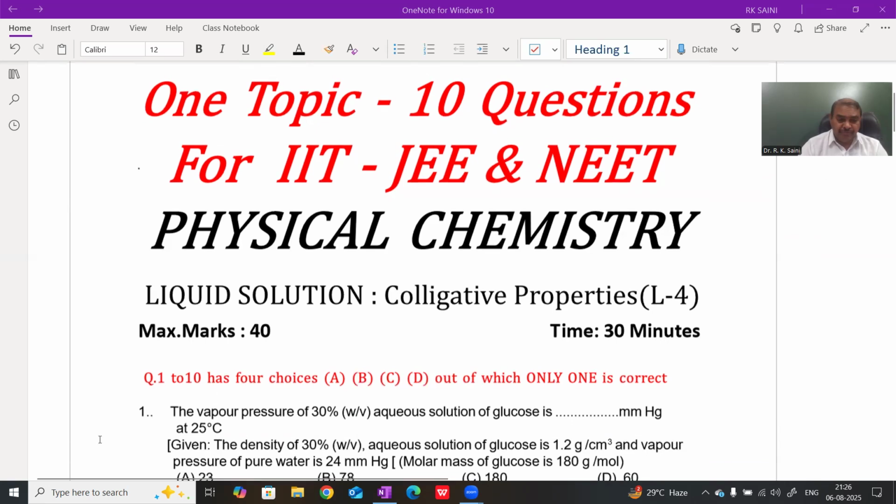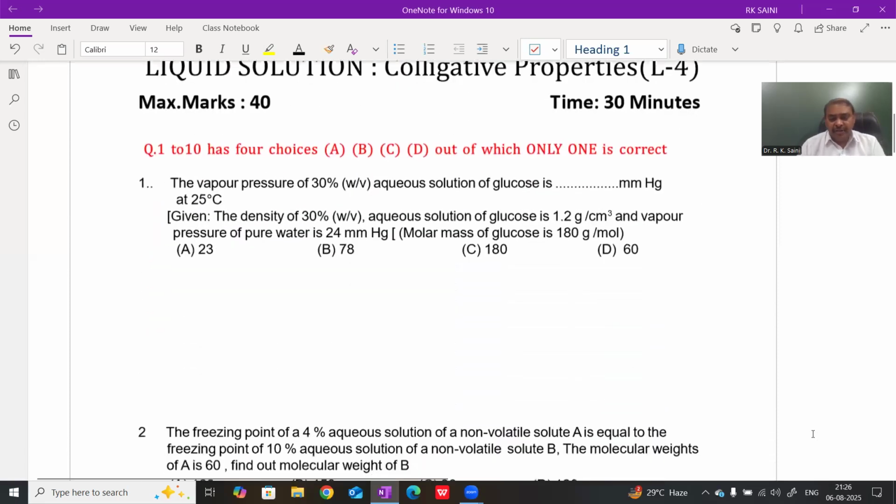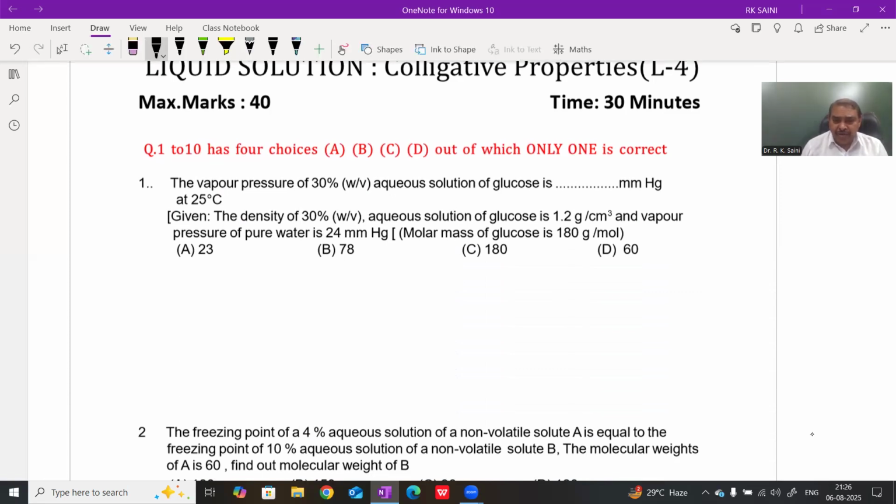Question number first. First, we read the question carefully, then note the given data, and then solve the problem. Very easy. For example, question first. Vapor pressure of 30% weight by volume aqueous solution of glucose is mmHg at 25 degrees centigrade. The density of the solution is given as 1.2 gram per ml. Vapor pressure of water and molar mass are given.